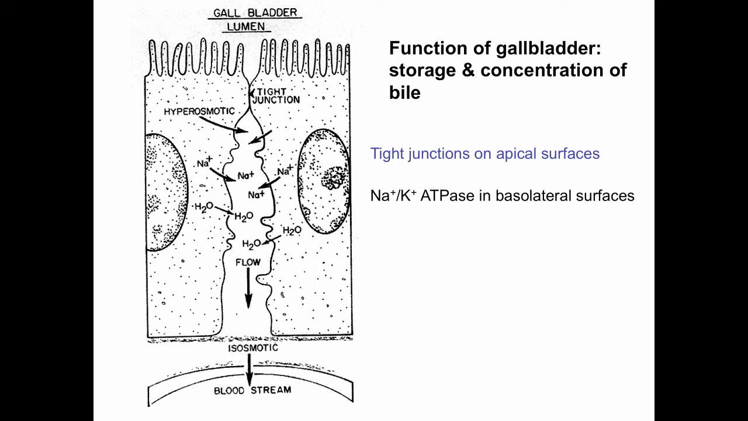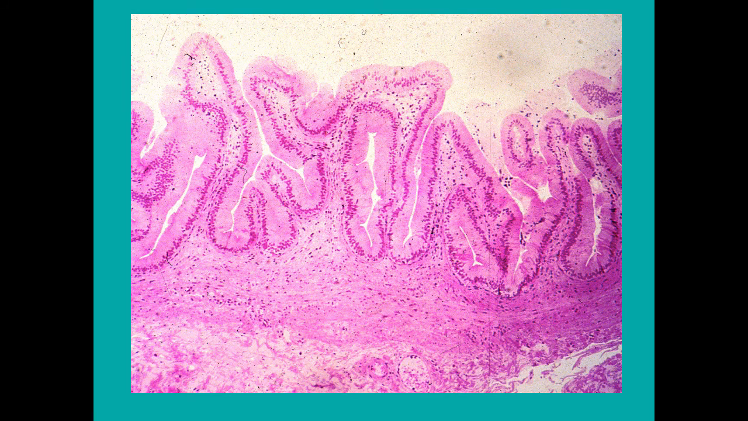They're going to pump sodium out against a concentration gradient. Water is going to follow that sodium, and as the water follows that sodium, it's going to be drawn out of the lumen of the gallbladder, and that's going to concentrate the bile. That osmotic gradient essentially concentrates the bile something like 10-fold.